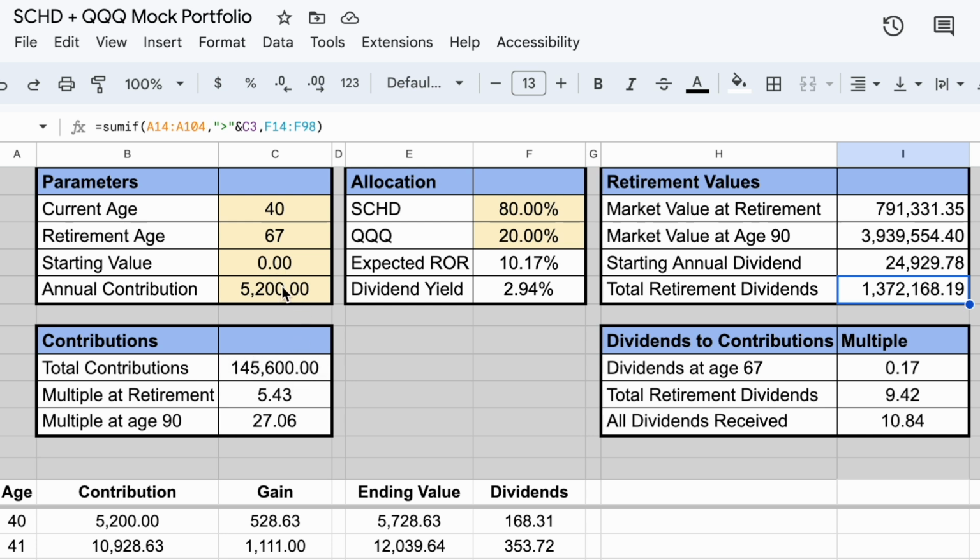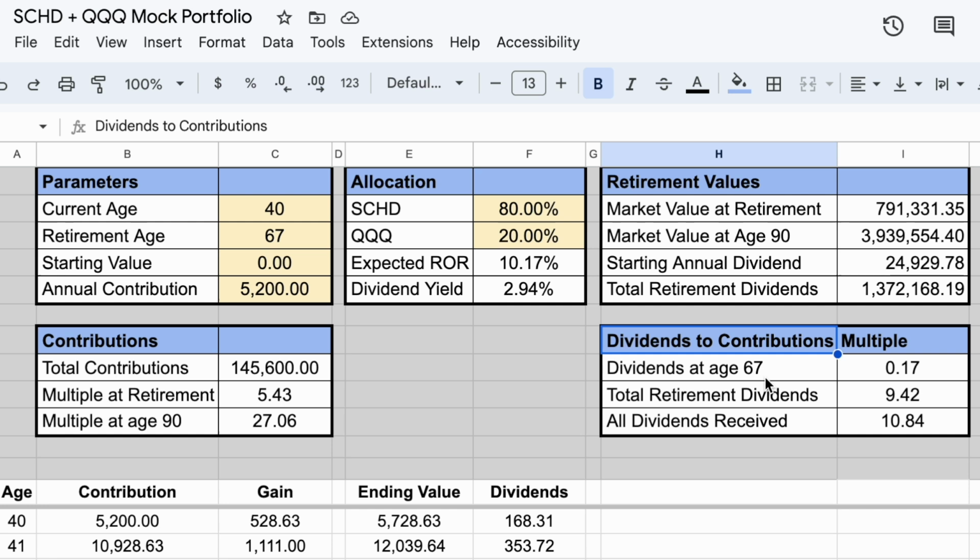The next value is a comparison of the portfolio value at retirement to the total contributions. In this example, the market value of the portfolio at retirement was roughly $791,000, which is about 5.4 times the amount we would have contributed. And the last value is the multiple of the portfolio value at age 90, and here we would see our contributions multiply about 27 times. Not bad at all.